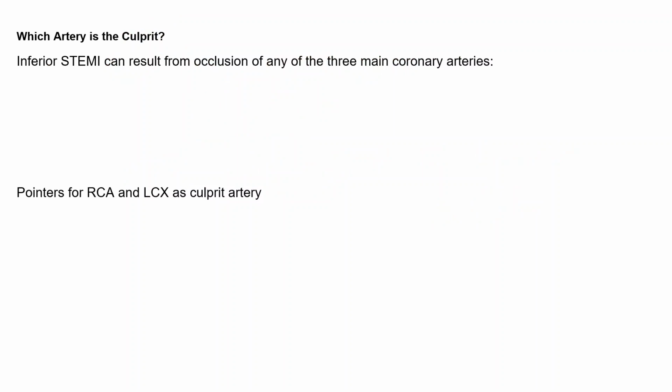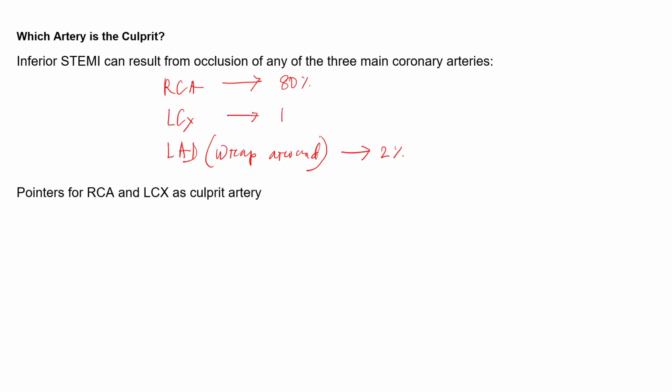Then the next point is which artery is the culprit. I have told you the two arteries most likely involved are RCA and LCX. But in the anterior MI, I have already told that LAD sometimes can also cause inferior MI. That is known as the wrap around pattern. This is very rare, seen in only 2% of cases. RCA is involved in 80% of cases. LCX is involved in 18% of cases. Okay, so mostly it is due to these two.